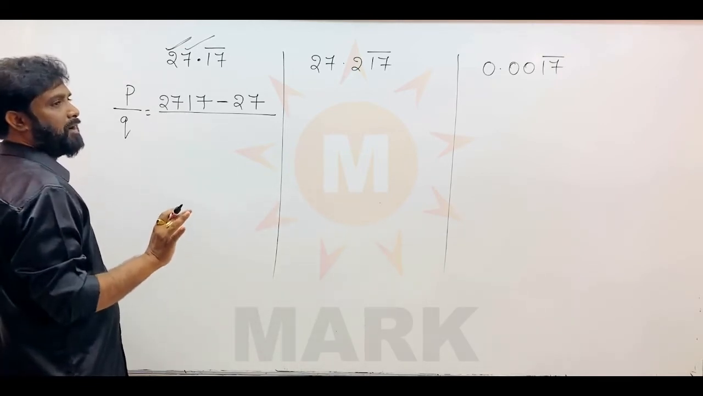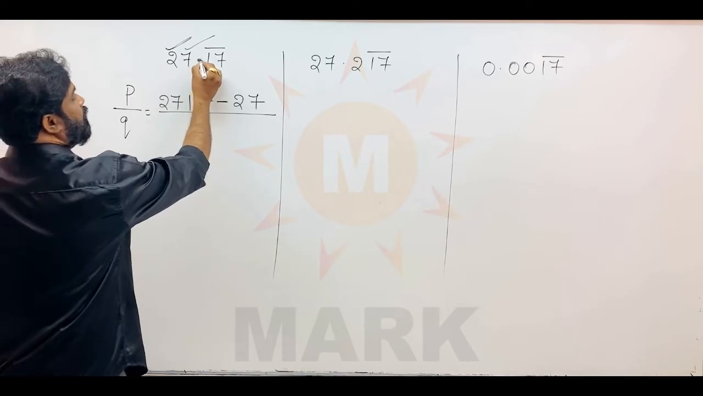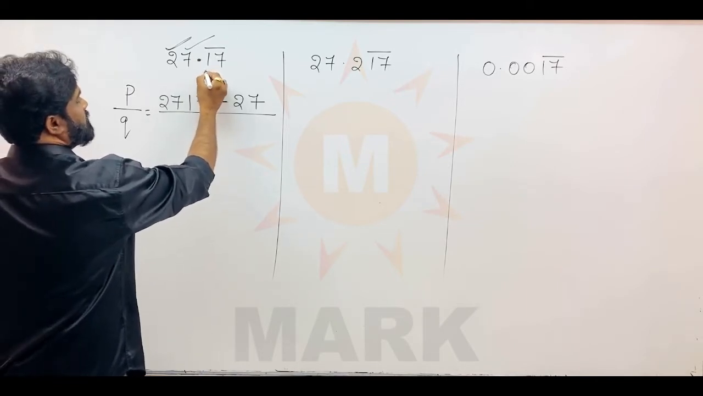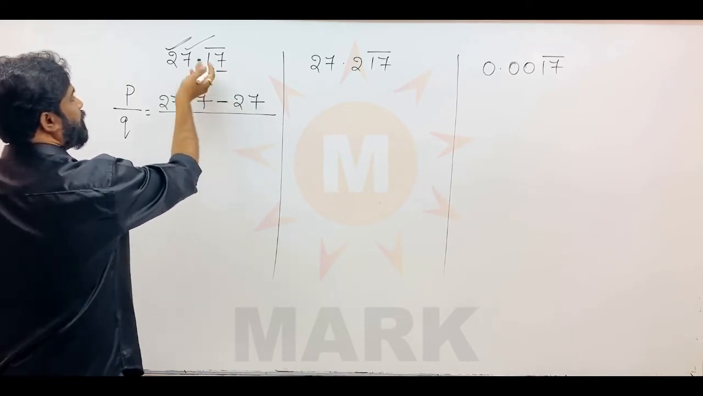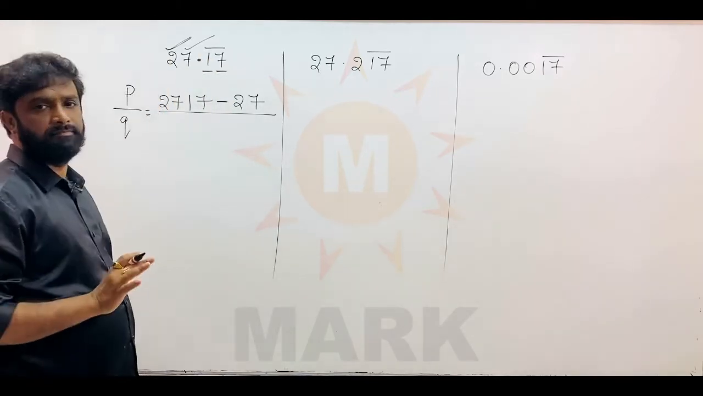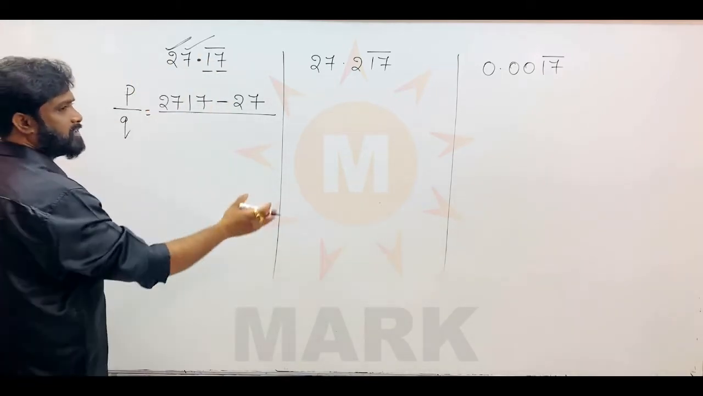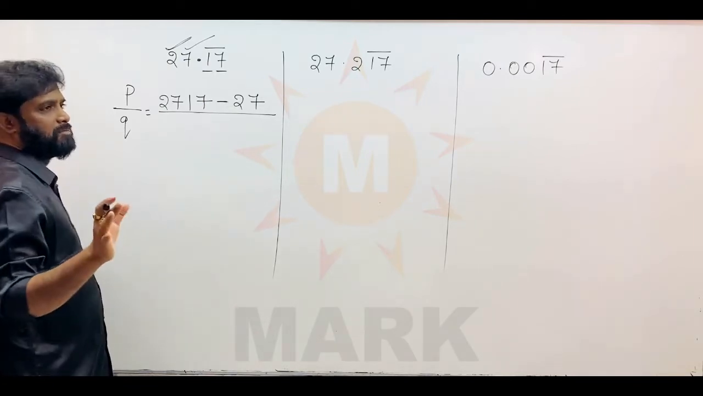Friends, in the denominator part, we are only concerned with what is there after the point. Before the point, what the numbers are, we are not concerned with them. After the point, what are the digits? How many digits are there? Only that is important for us.